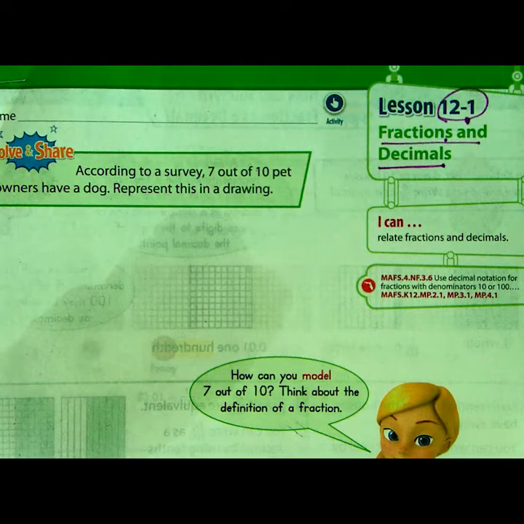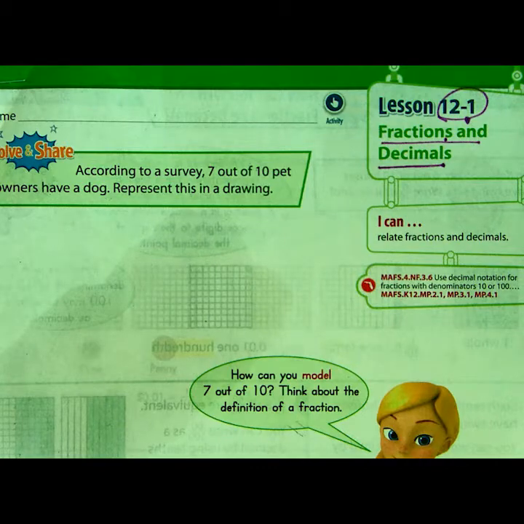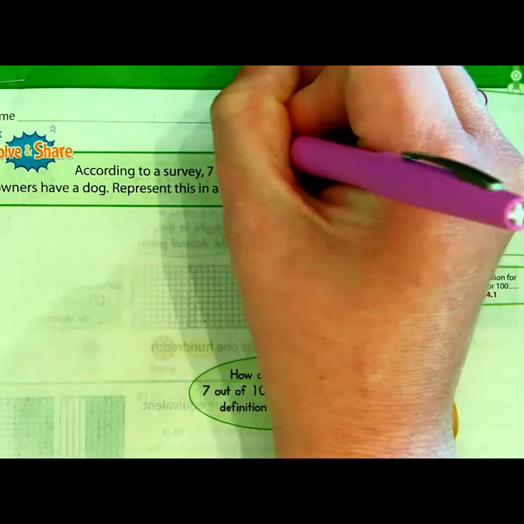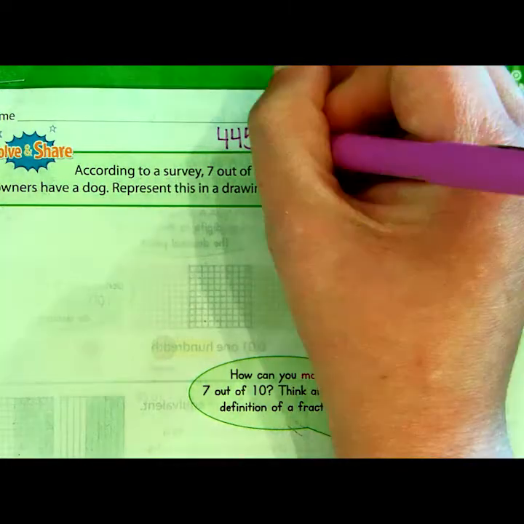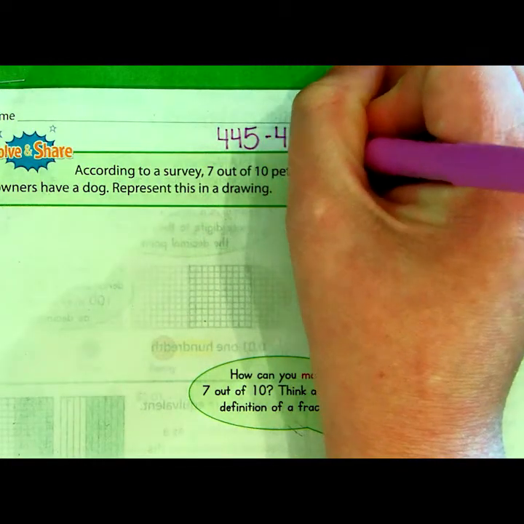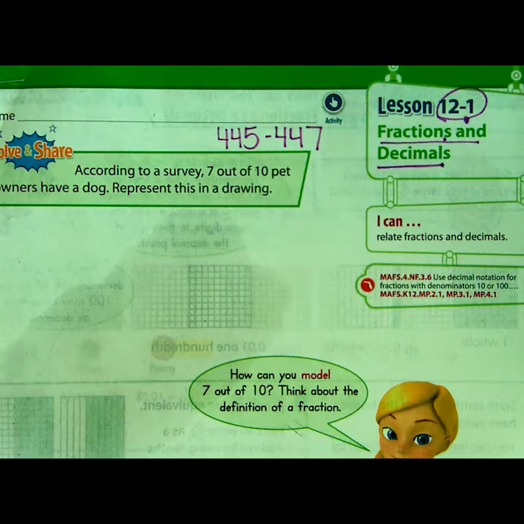So right now, if you do not have it out, you need volume 2 of your math book, and we are on page 445. So you're going to follow along on pages 445 to 447. If you don't have that right now, go ahead and pause the video and get your math book. All right, so let's take a look at this first example.